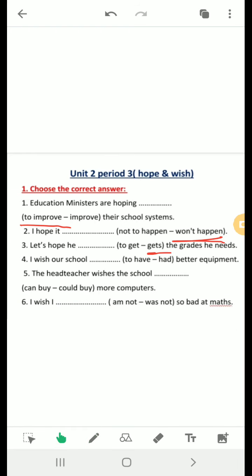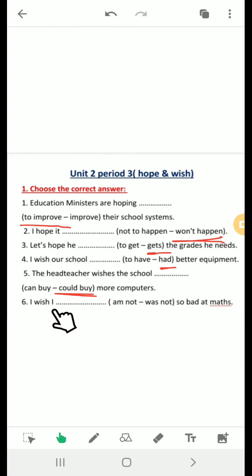Now number 4, I wish our school to have or had better equipment. After wish we use subject all the time, but after the subject we use past simple tense, so the answer is had. Then number 5, the head teacher wishes the school can buy or could buy more computers. After wish we use past simple, the subject is the school, and then we use could buy, not can. Could buy, the past form of can.